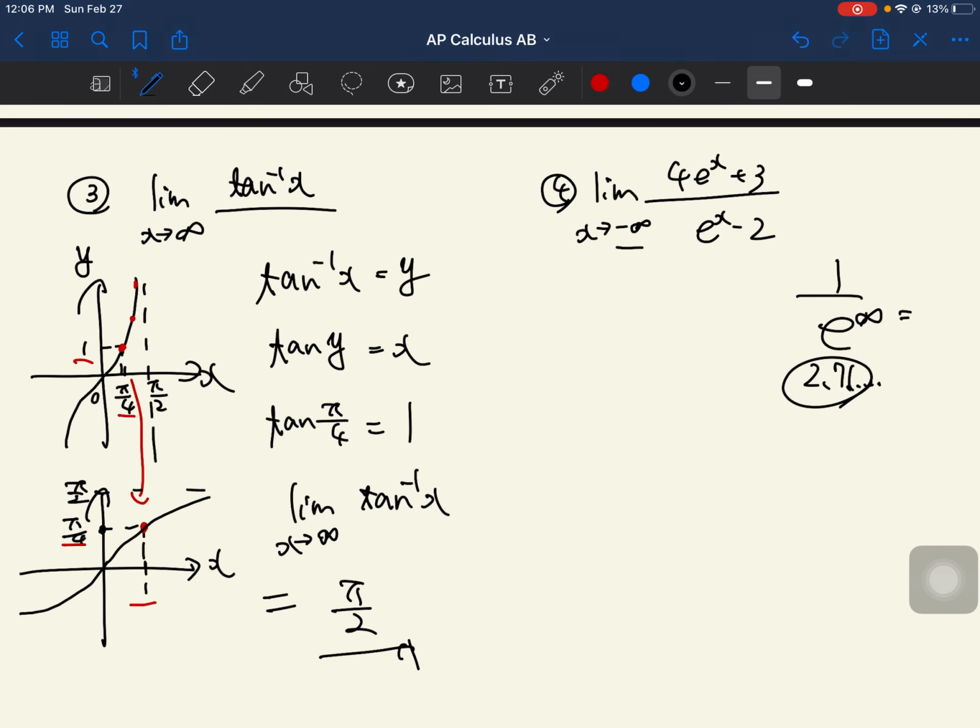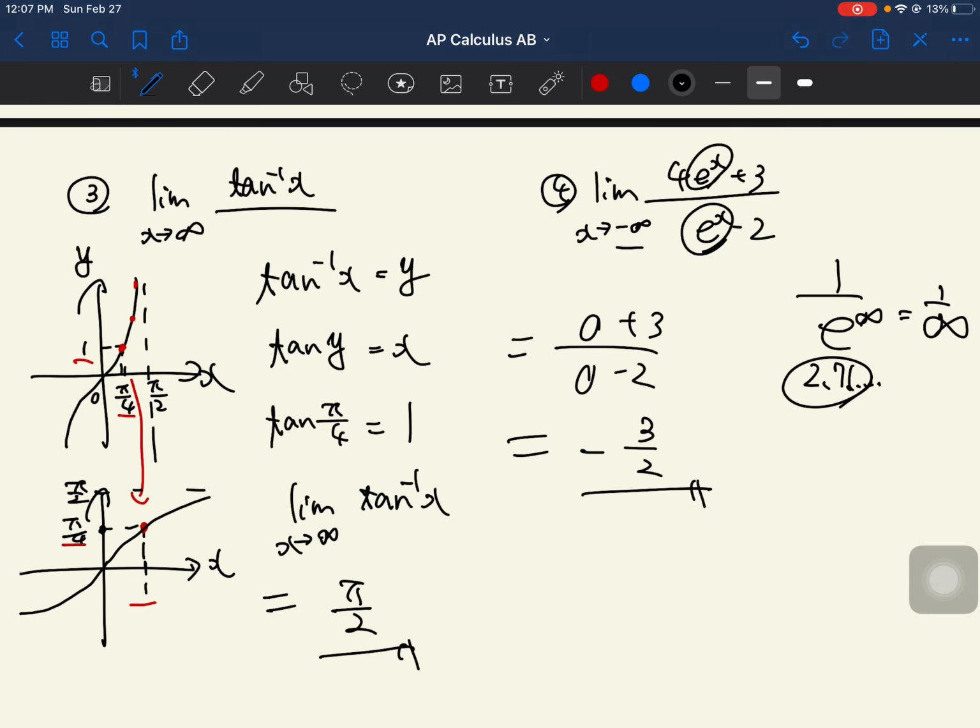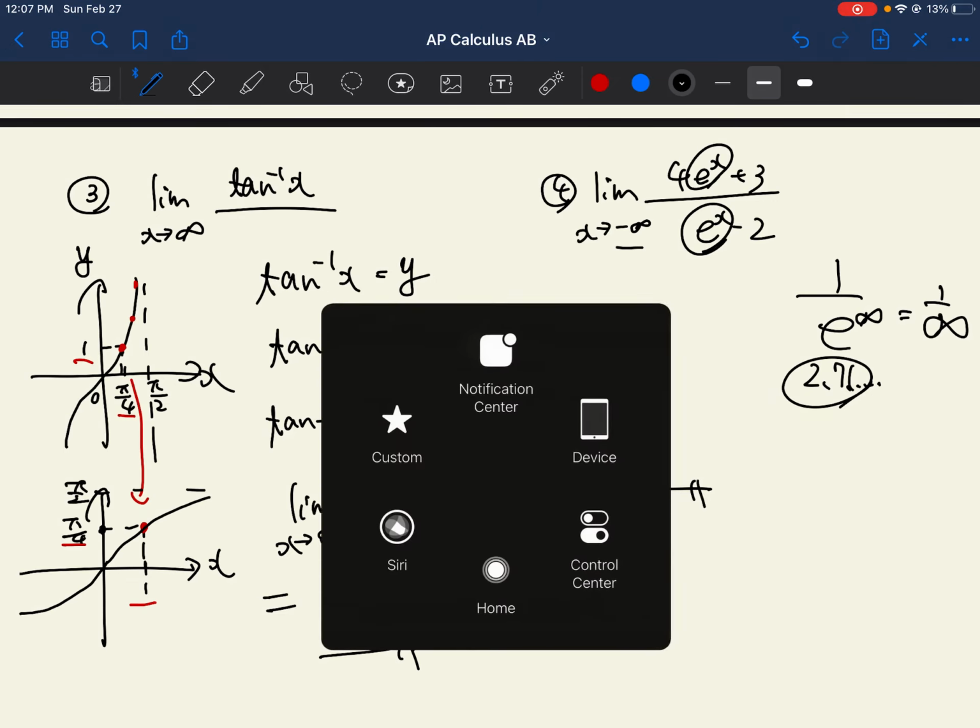2.7 to the power of infinity is going to be infinity, so that is 1 over infinity. So it's really simple. You can just cancel it out. This one is going to be almost 0. So the answer is (0 plus 3) over (0 minus 2), which is negative 3 over 2. That's it.